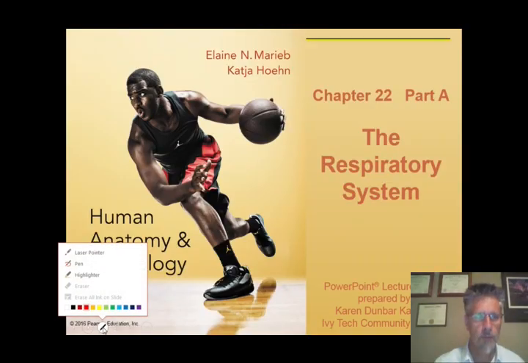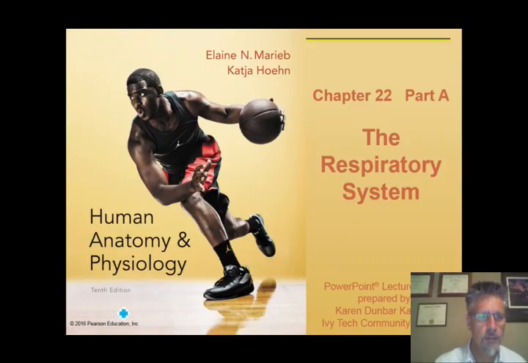Okay, so Bio 202, moving on to the respiratory system. Now the nice thing about the respiratory system coming off of the cardiovascular system is that there is a lot of overlap, both functionally as well as structurally.